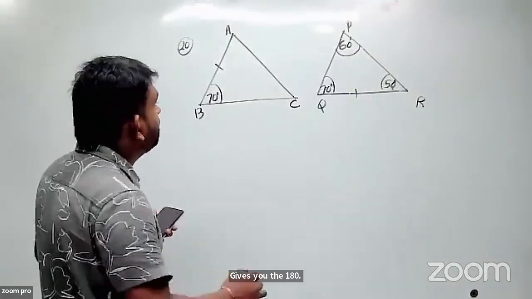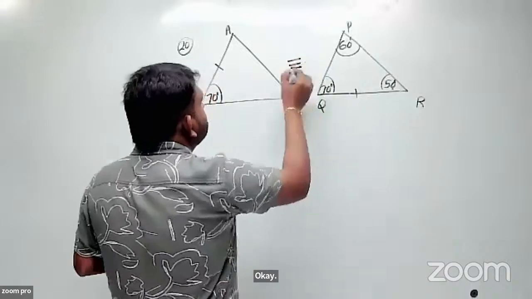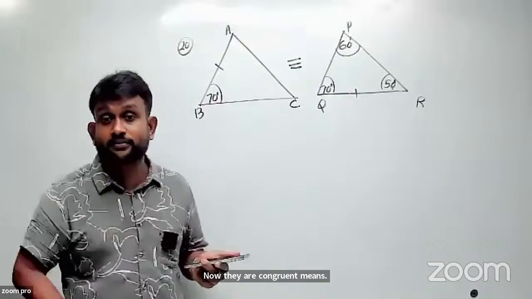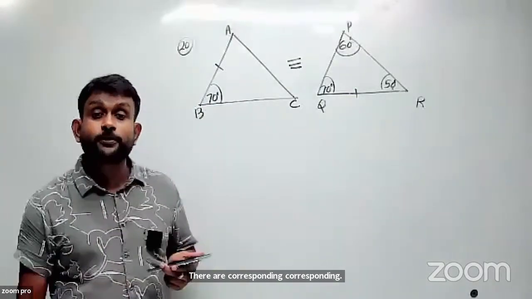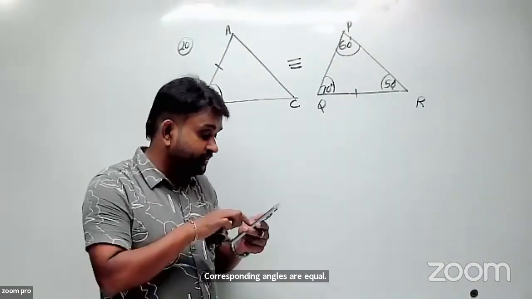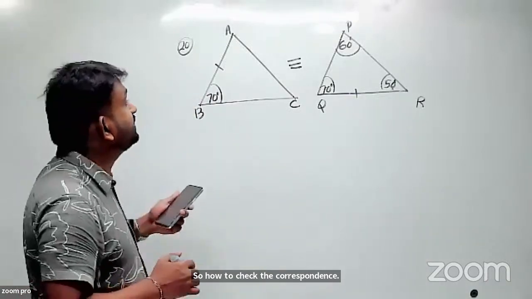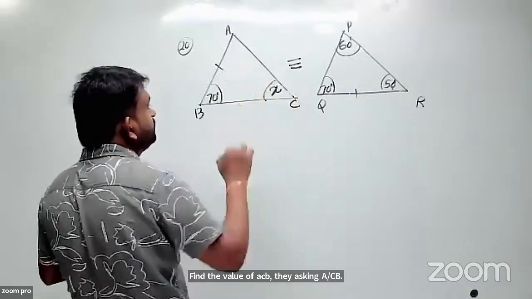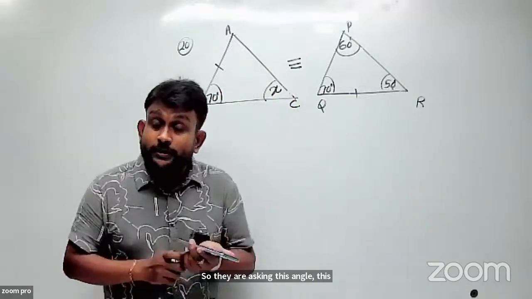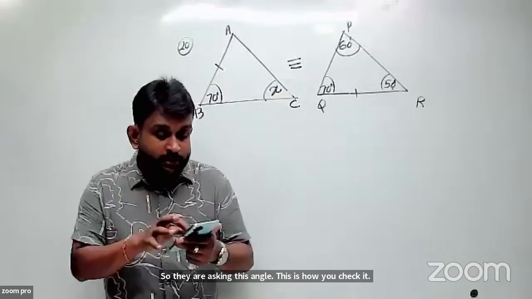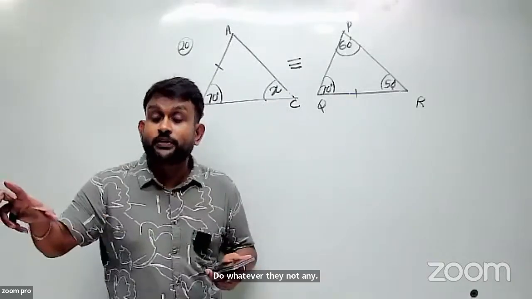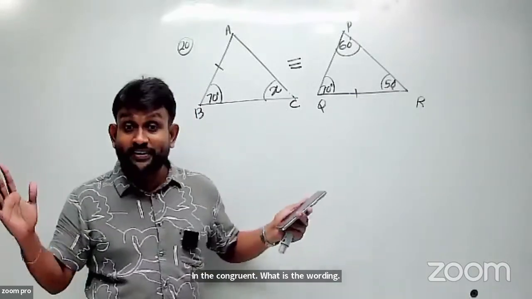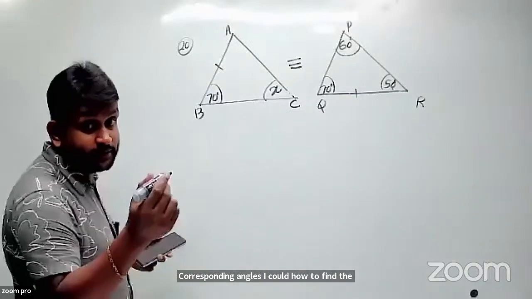Okay. Now they are congruent. Congruent means the corresponding sides are equal and the corresponding angles are equal. So how to check the correspondence? We will find the value of ACB. They are asking for this angle value. This is how you check it. In congruent triangles, corresponding angles are equal. How to find the corresponding? This is where you find the corresponding.